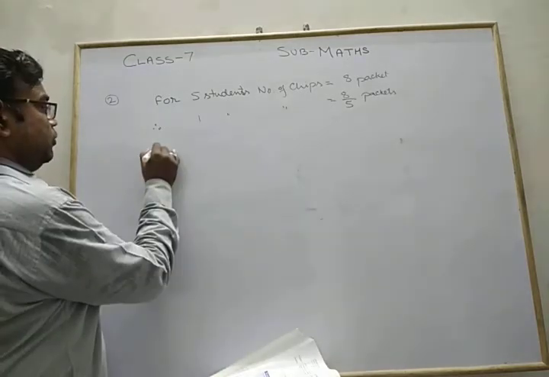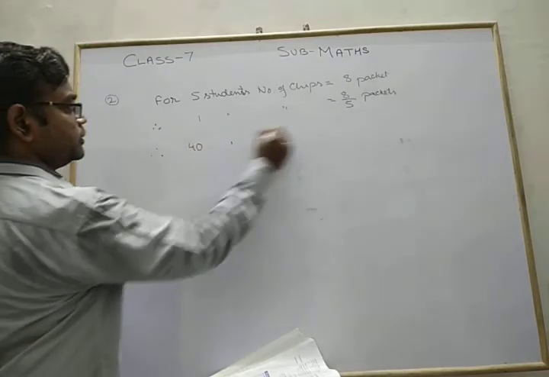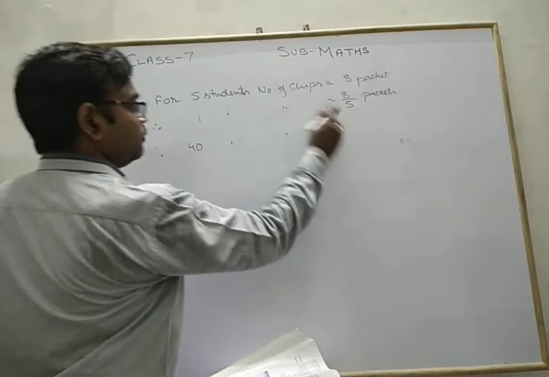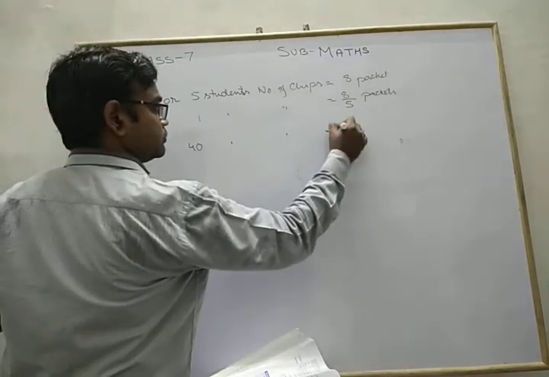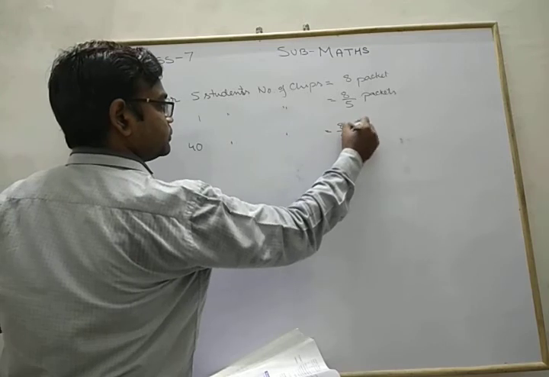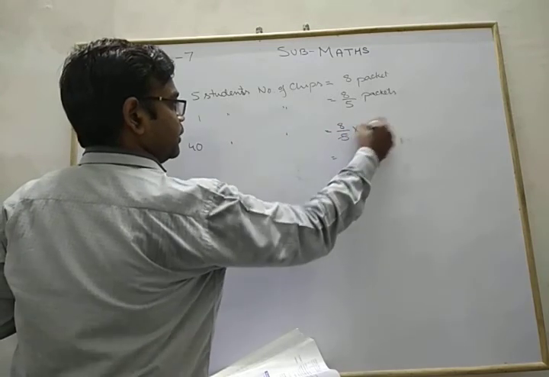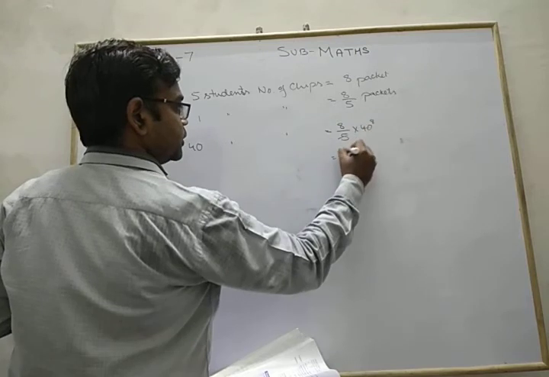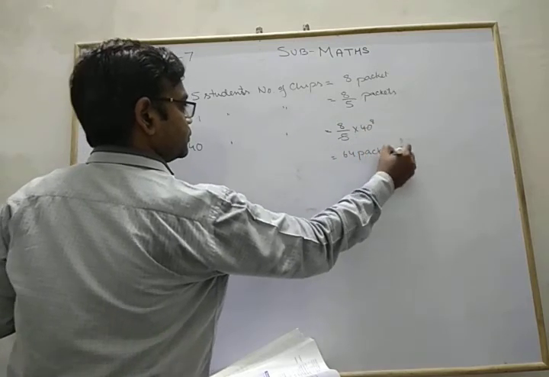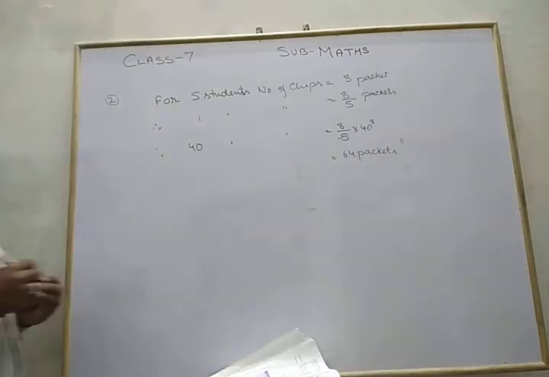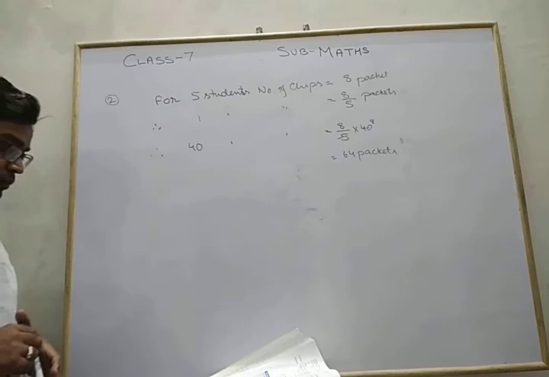Now again, the question is asked for 40 students. So for 40 students, the number of packets required. For 1 we need this one, so for 40 we need this one. So we multiply. 5 eights are 64 packets. This is your diagonalization. And the previous question was your indiagonalization.